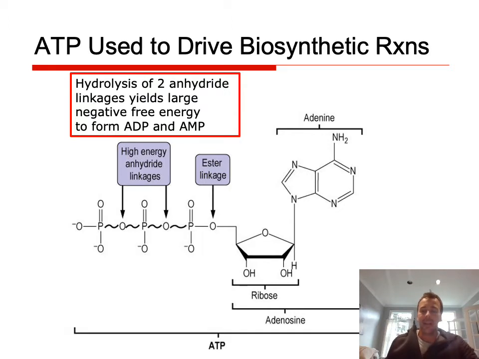The ATP is important because the hydrolysis of the two anhydride linkages in ATP, these right here, yields highly negative free energy. Those reactions have delta G's that are highly negative, and if you cleave one phosphate, you get ADP. You cleave two phosphates, you get AMP. So these are high energy bonds, and when you cleave them, you can couple those reactions to drive other reactions that may need to go in unfavorable directions.